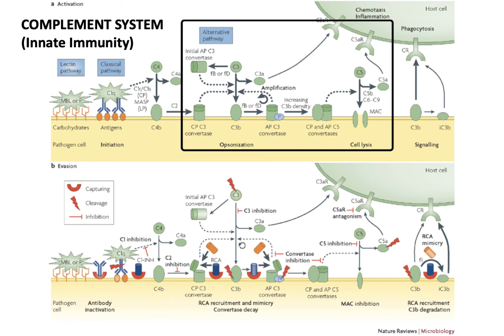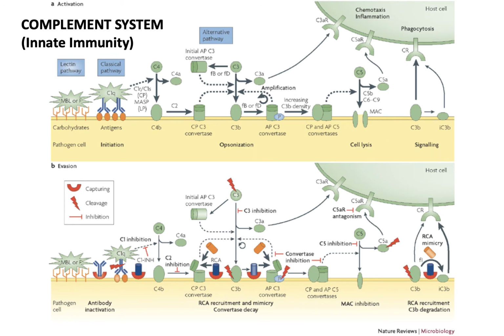It can also go through an alternative pathway here that causes cell lysis of the pathogen cell, poking holes in the cell membrane. However, there are some pathogens that have developed some ways to inhibit this pathway, either by capturing certain molecules or by cleaving certain molecules or by inhibiting particular pathways. So in some cases, the pathogens can evade the complement system, at least partially.